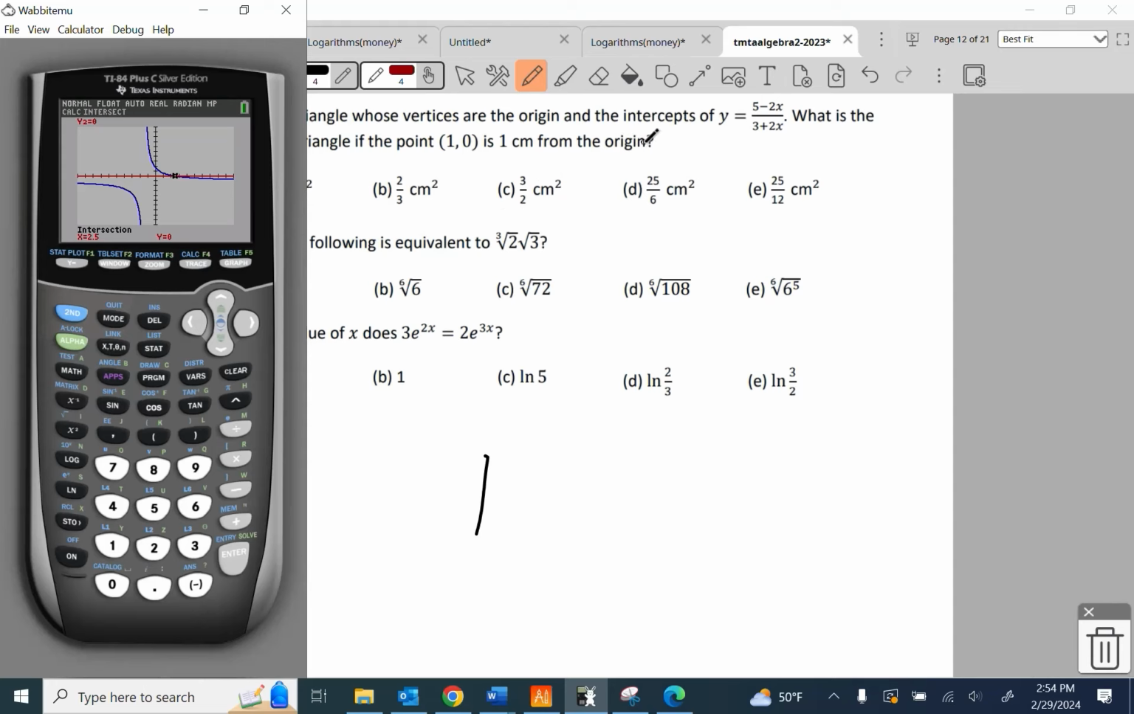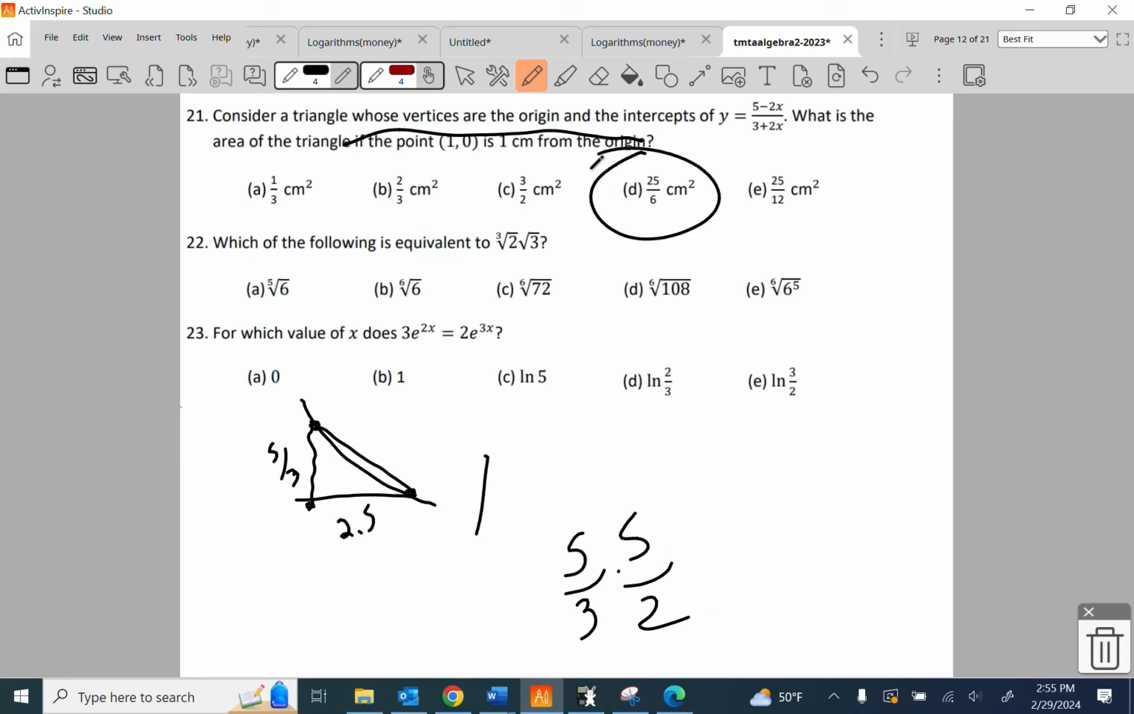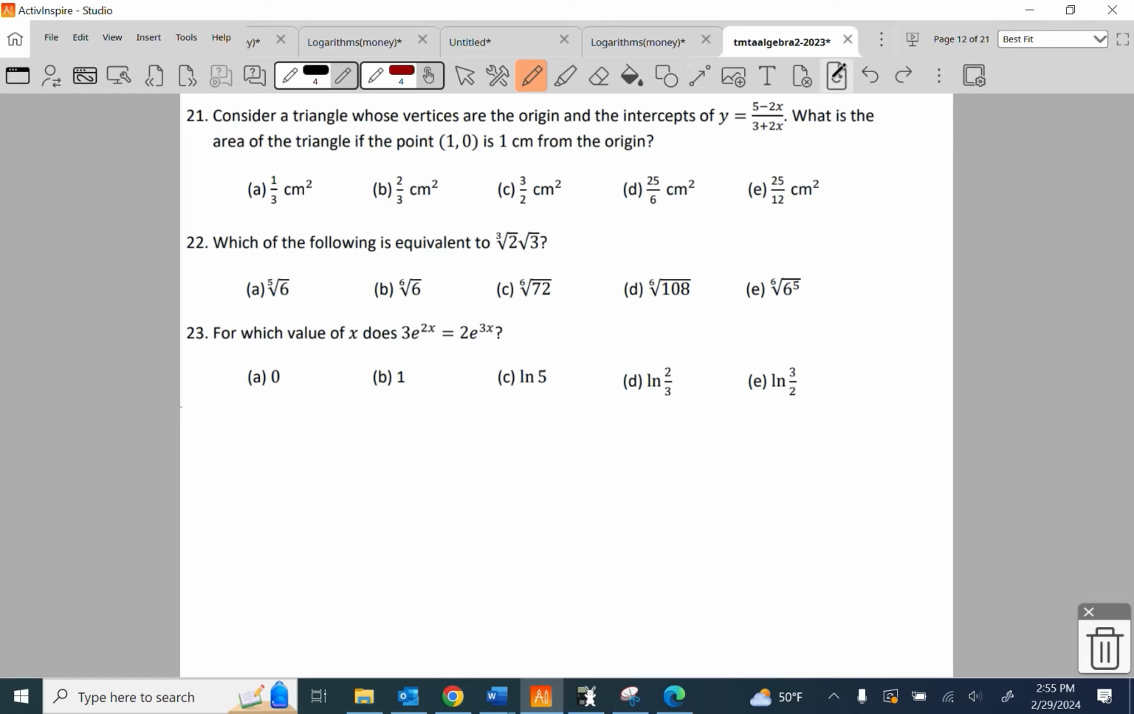Of course 1, 0 is 1 centimeter from the origin. Anyways, your triangle's got this curvature. And we have an intersection here, and it's the origin. This is the triangle they're talking about. So they just threw some extra stuff in there. This was 2.5, I think, and this was 5/3. So it's 5/3 times 5/2, which is 25/6.